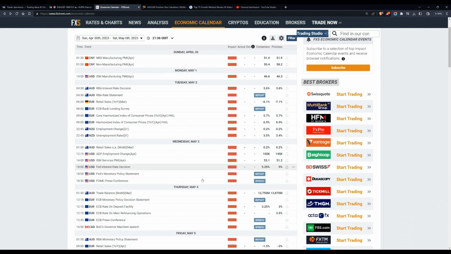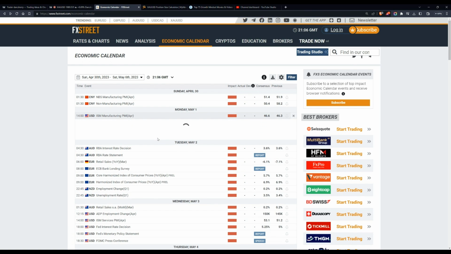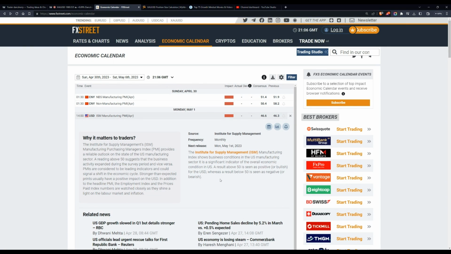So, looking at the economic calendar this week, we are going to be focusing on high impact events that will be affecting the US dollar. The first event is coming up on Monday, and that is the ISM Manufacturing PMI. This index shows the business conditions in the US manufacturing sector. It is a significant indicator of the overall economic condition in the US economy.